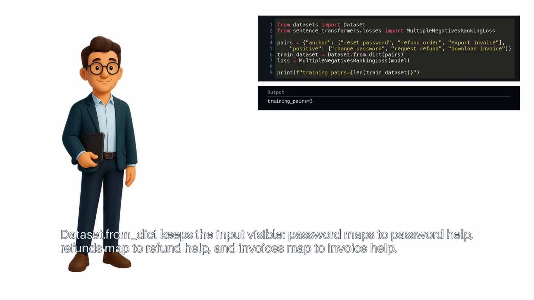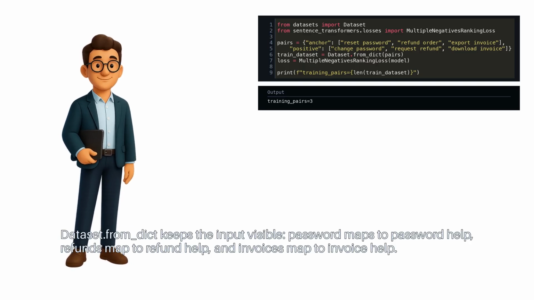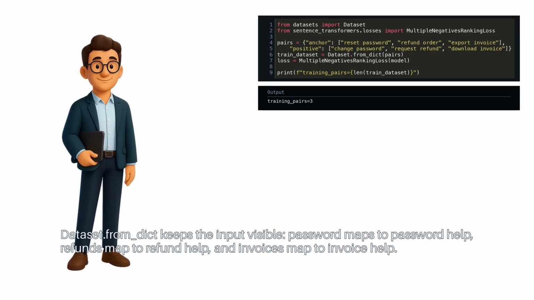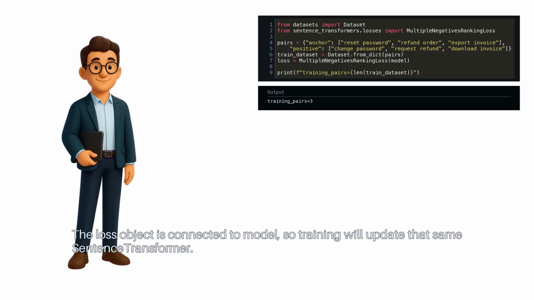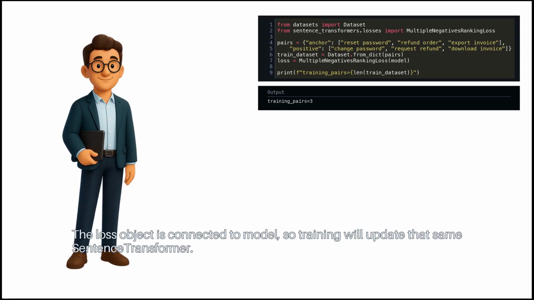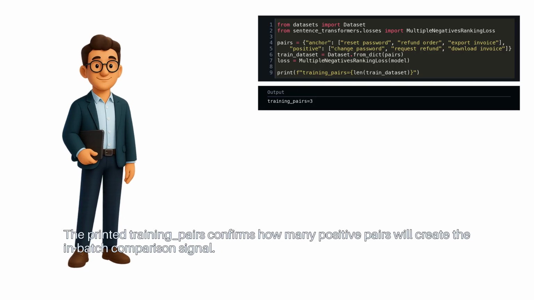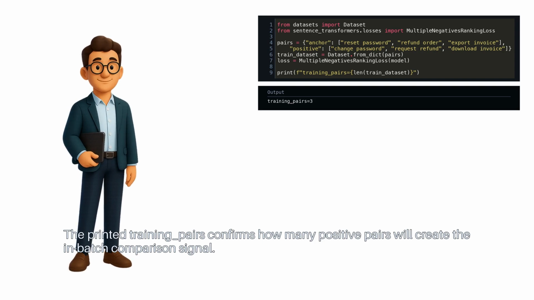Dataset.from_dict keeps the input visible. Password maps to password help. Refunds map to refund help. And invoices map to invoice help. The loss object is connected to the model, so training will update that same sentence transformer. The printed training pairs confirm how many positive pairs will create the in-batch comparison signal.